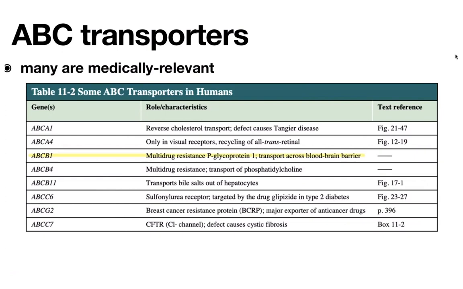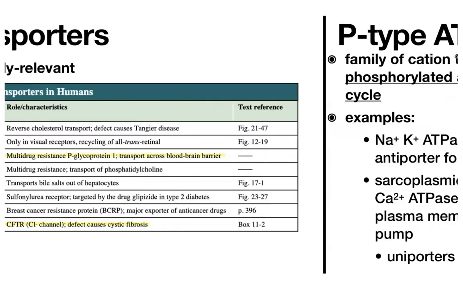Another thing that can be a problem is our ABCC7. And this is our CFTR, or it's a chloride channel. And basically defects in it cause cystic fibrosis. And so there's a lot of work that's done on that. And that's going to be an example of an ABC transporter.